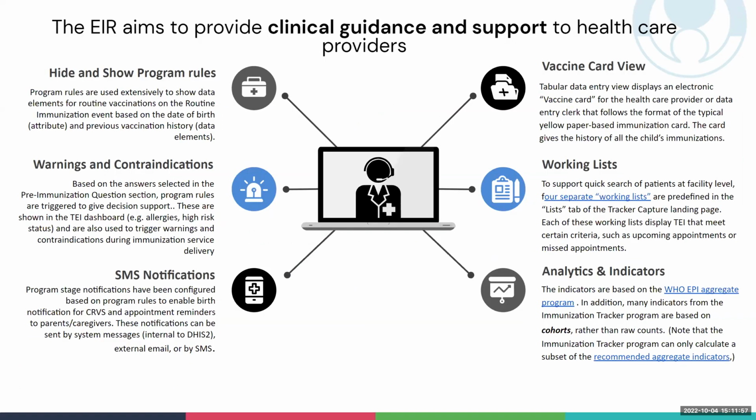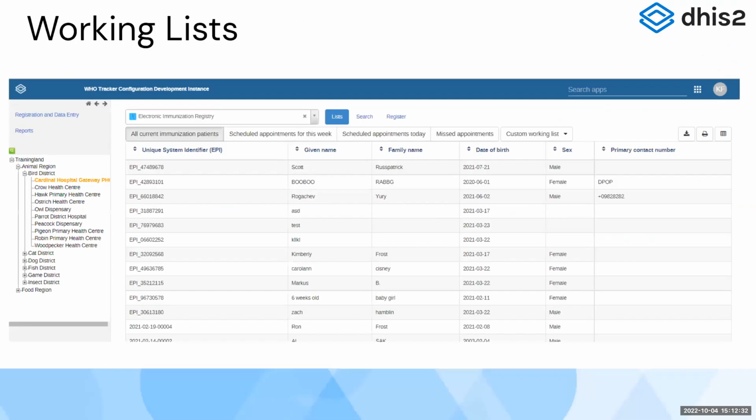So I'll show you just a bit about what are the possible functionalities that, again, can depend on how the country wants to apply this. But the software itself allows you to hide and show data fields, has pre-configured warnings, contraindications, can be linked to SMS notifications that can be sent to the mother or the client. Has a vaccine card view, specific working lists that are meant to guide the workflow of the clinicians or the service providers, and analytics and indicators based on the WHO recommendations for the vaccine program.